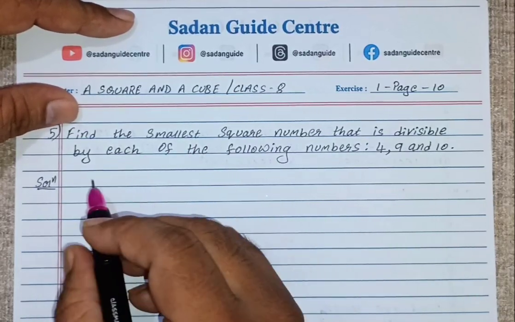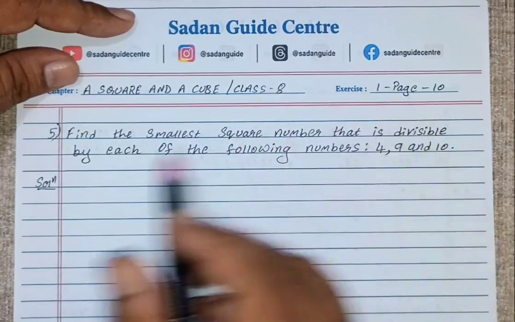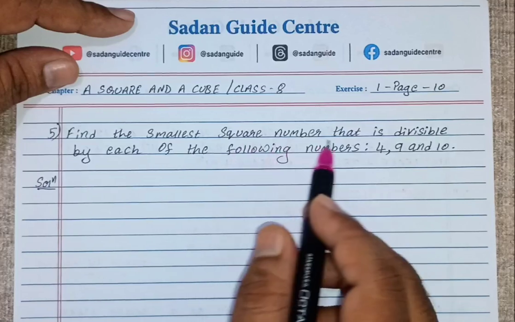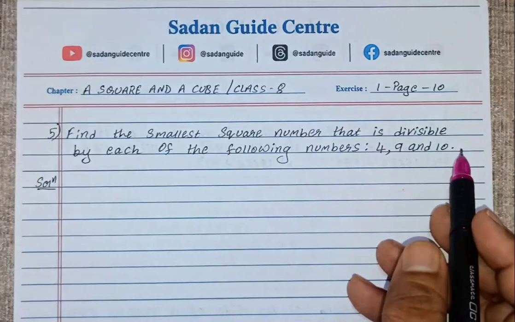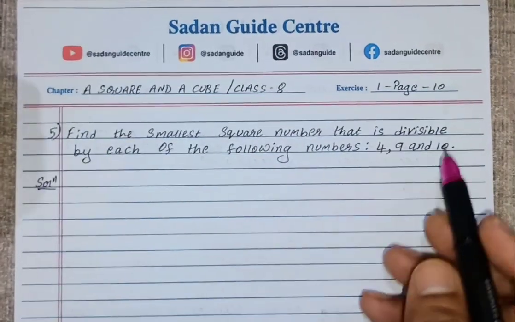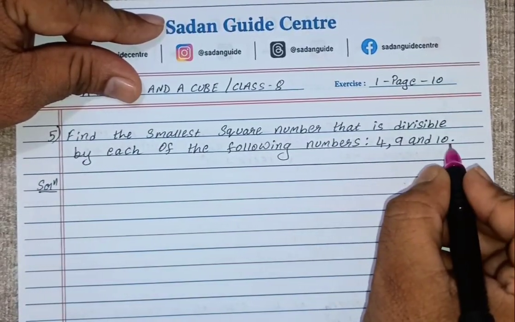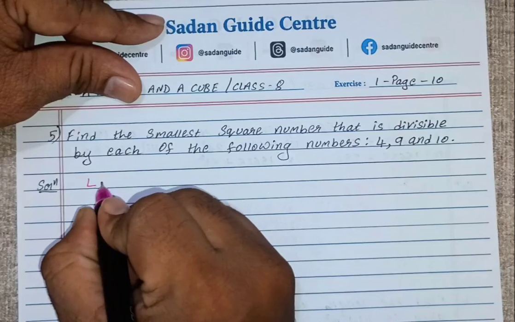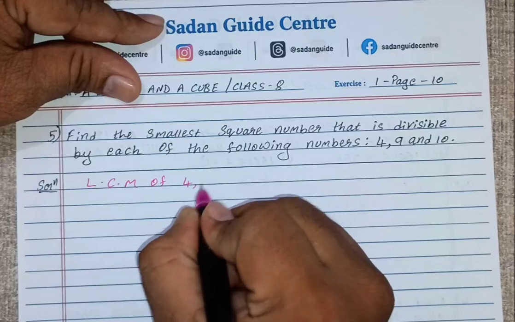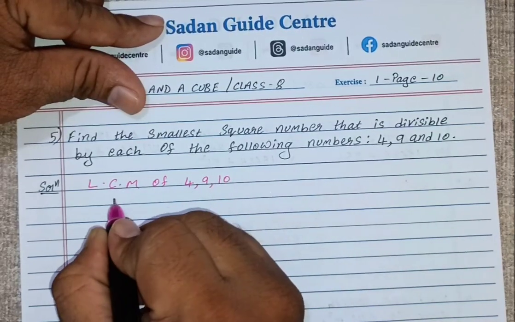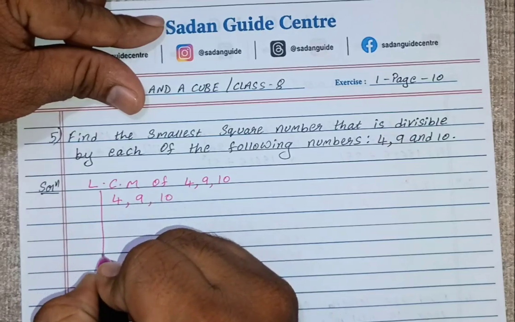Coming back to the class, from Squares and Cubes, Exercise 1, page number 10. Find the smallest square number that is divisible by each of the following numbers: 4, 9, and 10. So now, we will first find the LCM of 4, 9, 10.